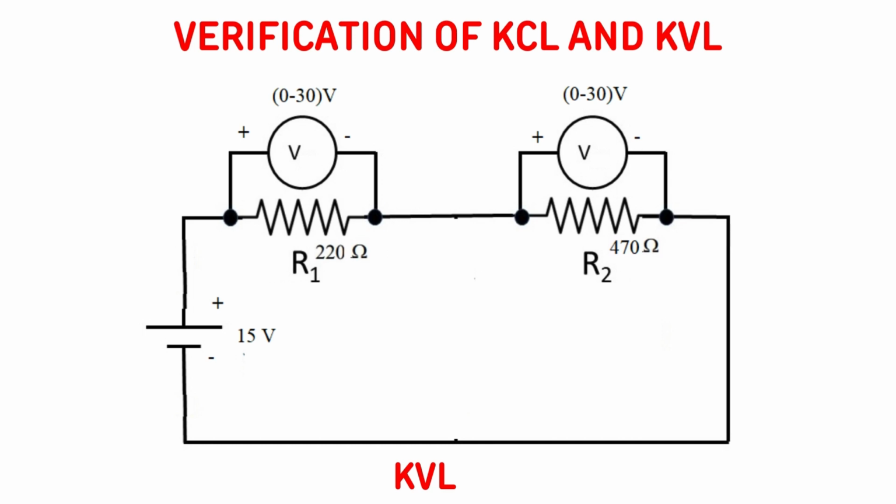Verification of KCL and KVL. KVL: the circuit consists of a battery of 15 volts connected to two series connected resistors R1 and R2. R1 is 220 ohms and R2 is 470 ohms. Based on the circuit and number of elements, we may consider 2, 3 or 4 elements. Then based on the number of elements, we need to connect that number of voltmeters, which may be 2, 3 or 4 voltmeters based on the number of resistors. Each voltmeter rating is 0 to 30 volts.